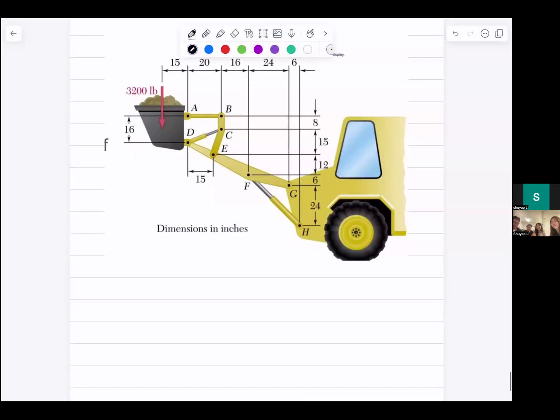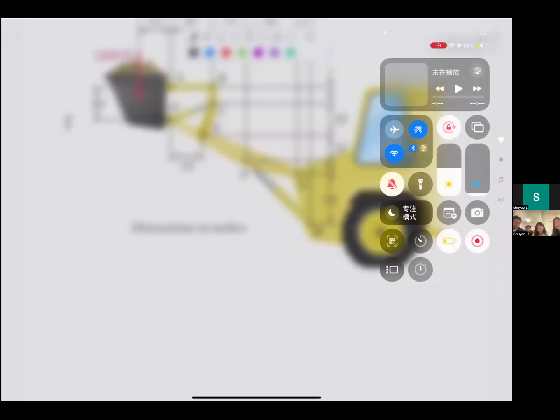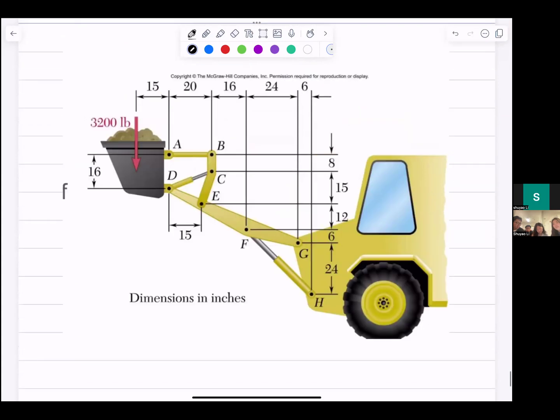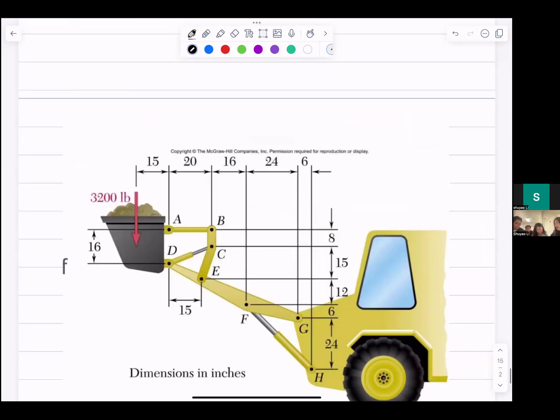So this is a machine problem. Let's first identify the two-force members, because by identifying them we will be able to simplify our calculations. Can we guess first? So what do you guys think? I think a two-force member would be FH maybe. Yes, FH would definitely be a two-force member, because as you can see, there are no applied forces and it's completely internal. So yes, AB.